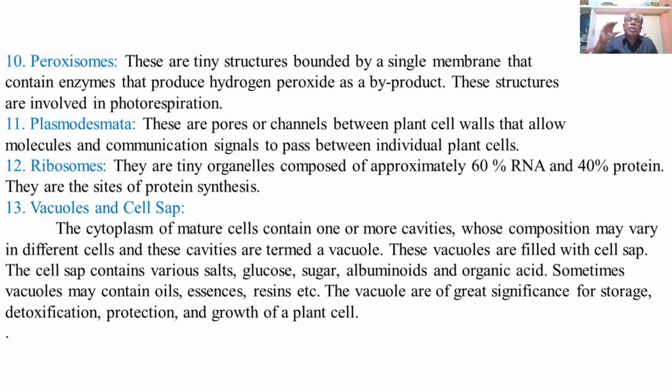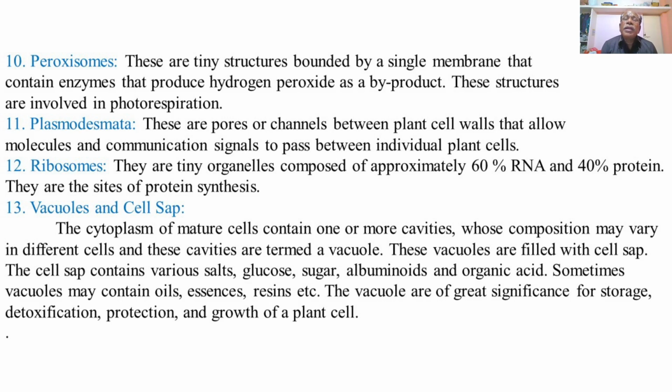So the cytoplasm of the mature cells contains one or more cavities whose composition may vary in different cells, and these cavities are called vacuoles. These vacuoles are filled with cell sap, and the cell sap contains various salts, glucose, sugar, albuminoids, and organic acids. Sometimes vacuoles may contain oils, essences, resins, etc. So the vacuoles are of great significance for the storage, detoxification, protection, and growth of plant cells.